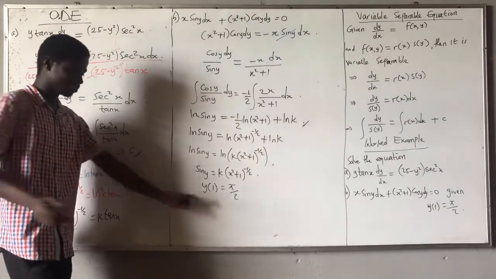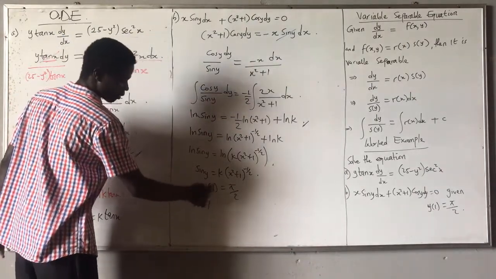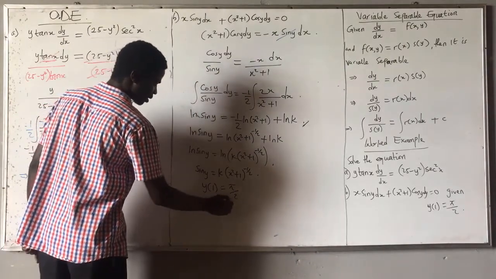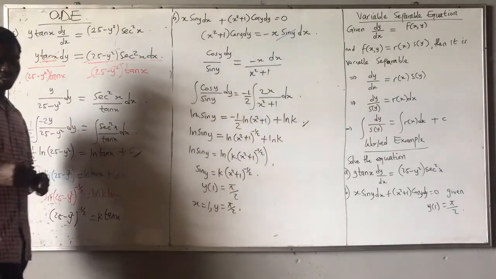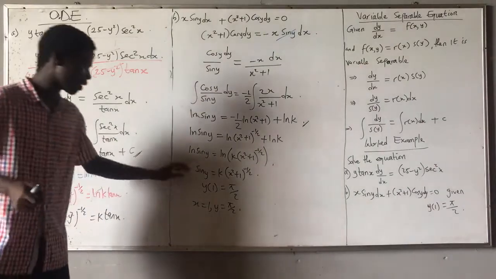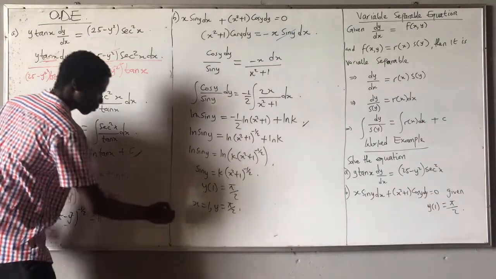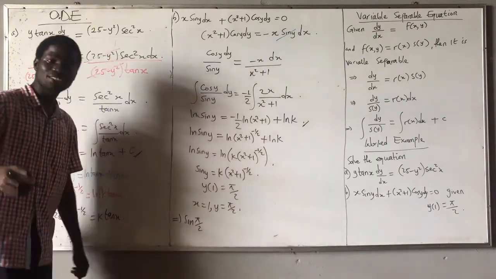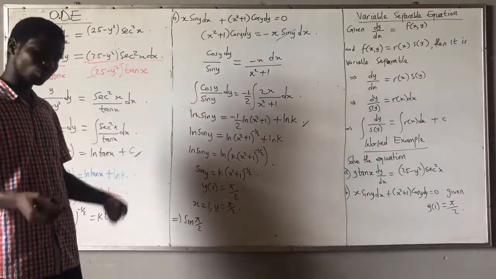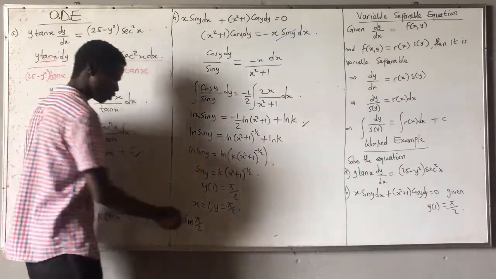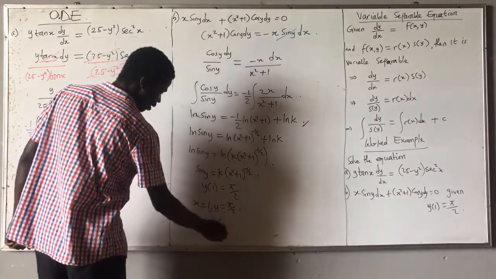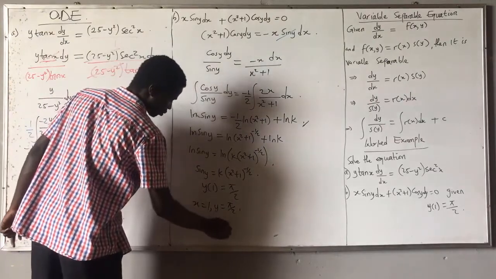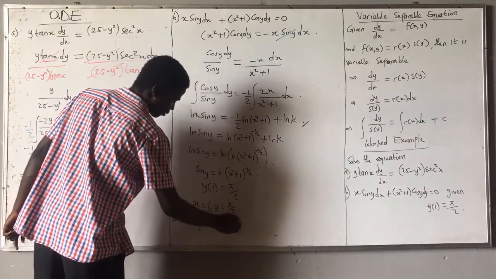What is inside is x. It means that x is equal to 1. Then y, that means when x is 1, y is pi over 2. Do you understand? That is what it means. So put it there. That means this is sin pi over 2. Don't forget pi is 180, 180 divided by 2 is 90. So sin pi over 2 equal k, x squared, that's 1, 1 squared is 1, 1 plus 1 raised to power minus 1 over 2.